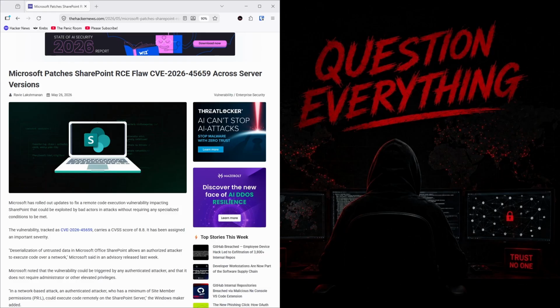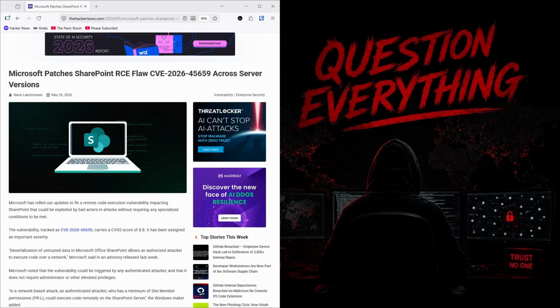Now, this vulnerability also has a CVSS score of 8.8. If you've never heard of CVSS before, that's basically the industry standard scoring system used to rate how severe a vulnerability is. The score goes from 0 to 10. The higher the number, the more dangerous the vulnerability is considered based on things like how easy it is to exploit, what level of access is needed, and the potential impact if somebody successfully abuses it. So an 8.8 is definitely up there and is considered high severity.